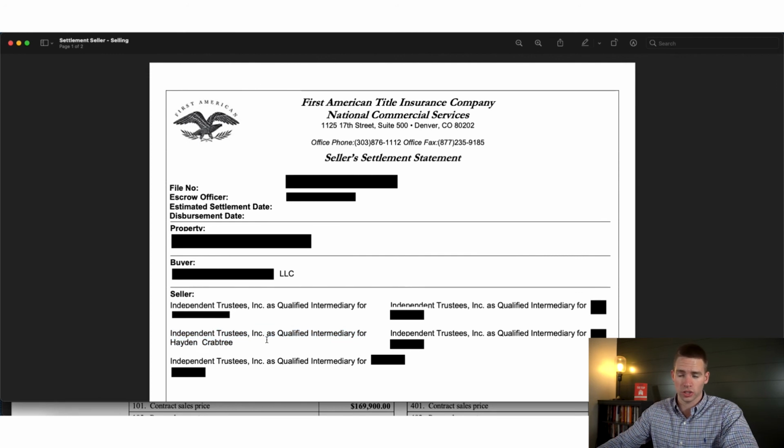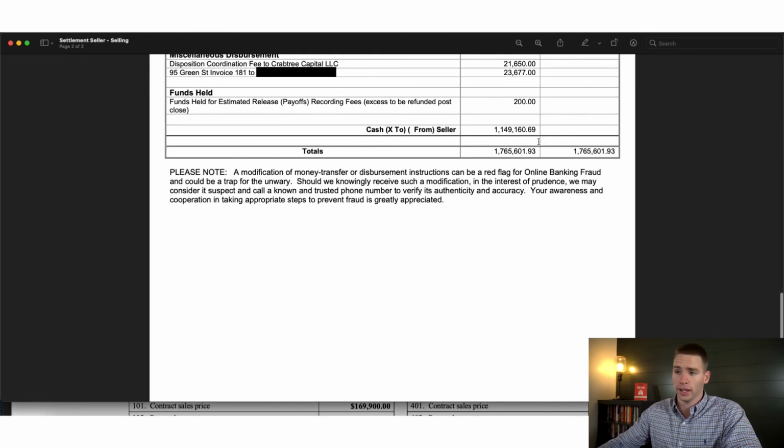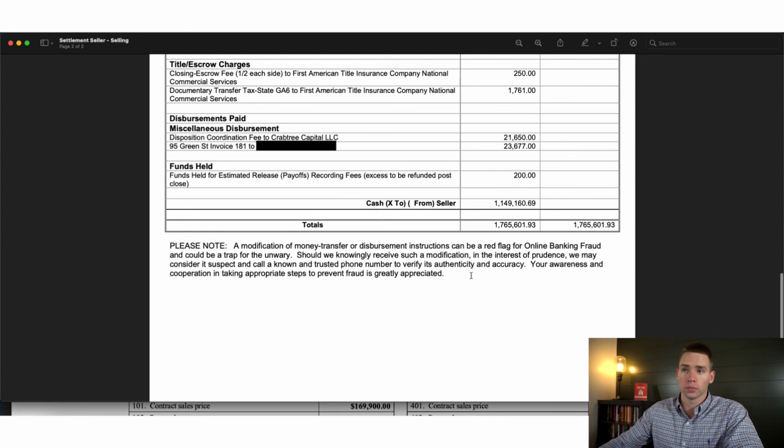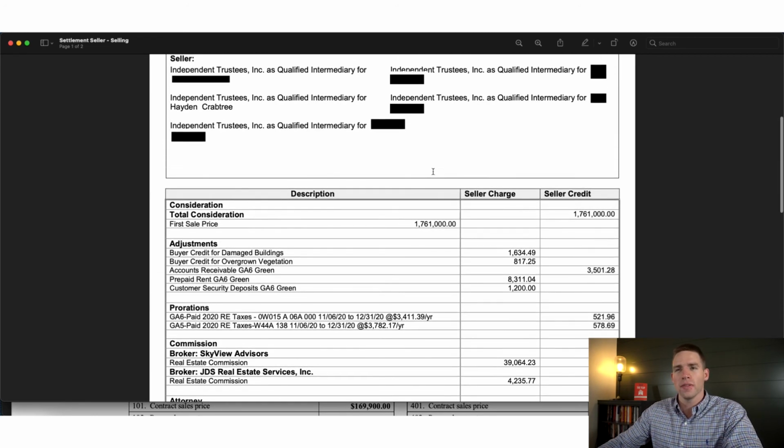That's why it reads independent trustees for me. And that's important, right? Where's the money going? Who's it going to post-closing? So that's why they want to do it there.